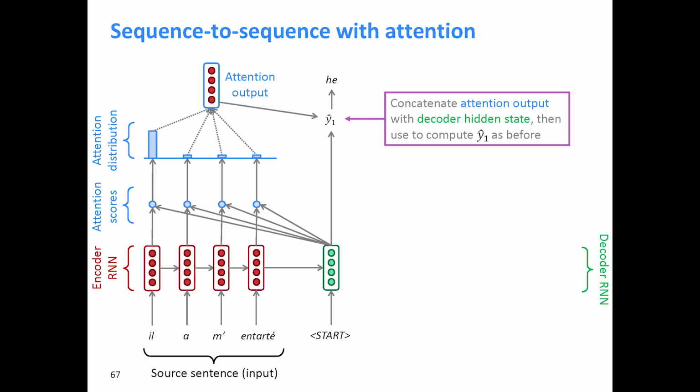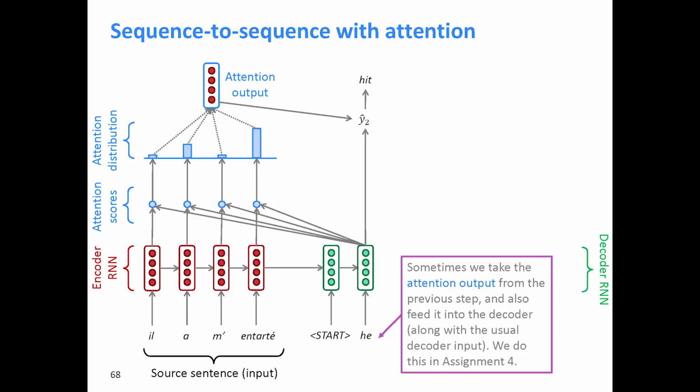So after you do this, you're going to use the attention output to influence your prediction of the next word. What you usually do is you concatenate the attention output with your decoder hidden state, and then use that concatenated pair in the way you would have used the decoder hidden state alone before. That way you can get your probability distribution, y hat 1, of what's coming next. As before, you can use that to sample your next word. On the next step, you just do the same thing again.